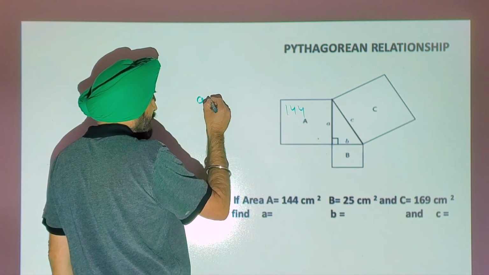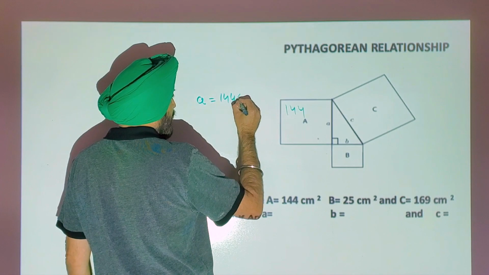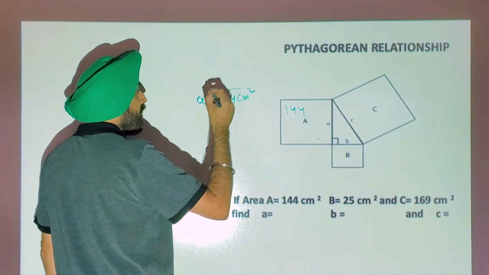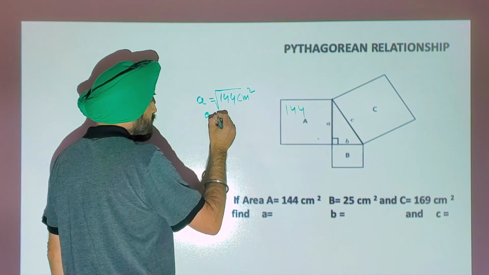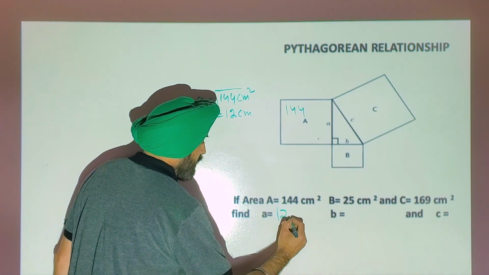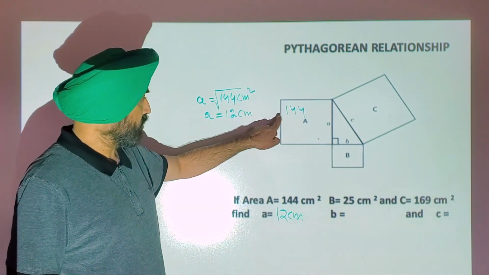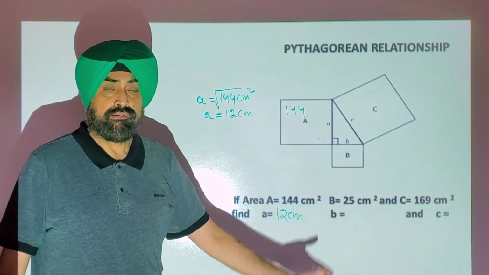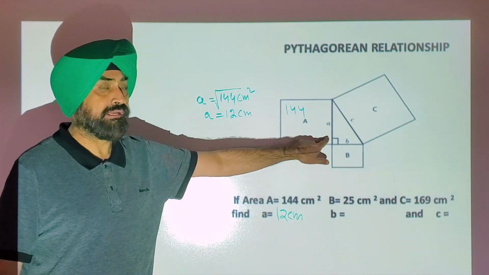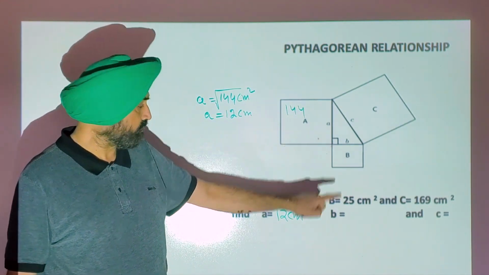To find side A, this is 144 centimeter squared. So to find A, what will we do? We square root 144. So what will you get? A is equal to 12, and the unit is centimeter, so this will be 12 centimeter. Double check. This is 144. This is a square, all sides are equal, and the formula to find area is length times width. So 12 times 12 is 144. So A is 12 centimeter.